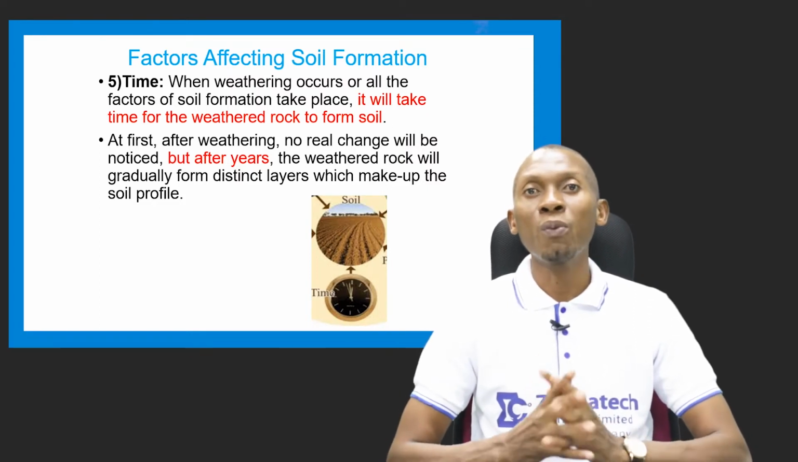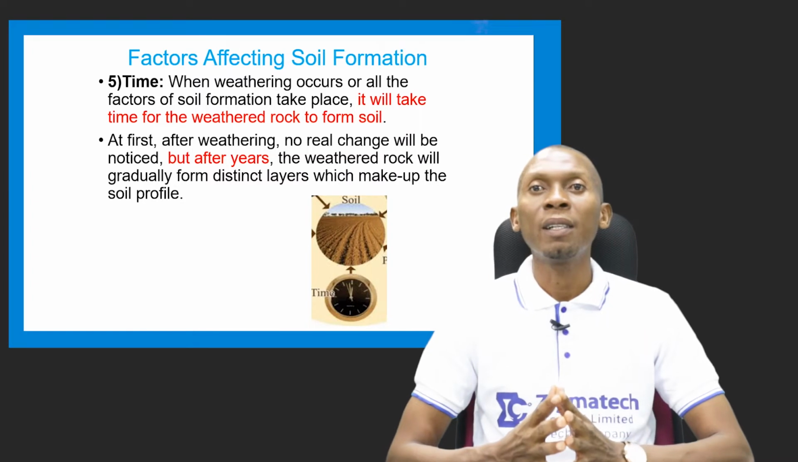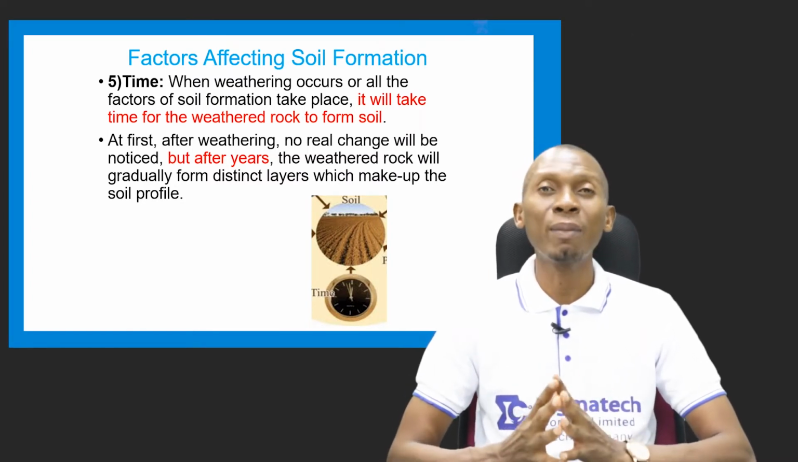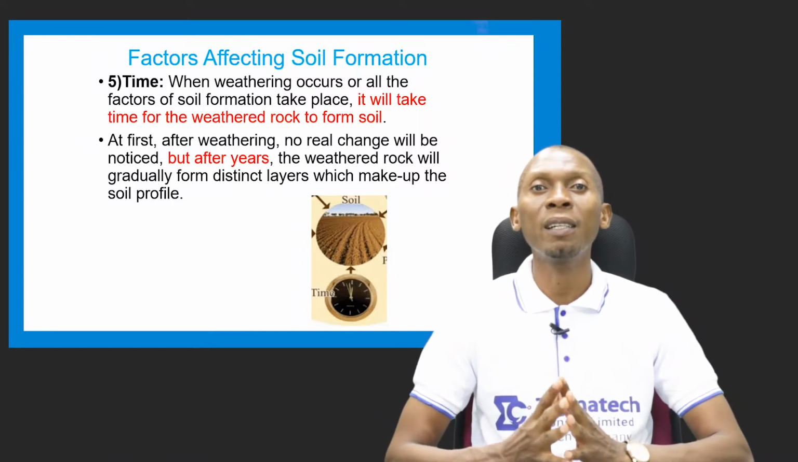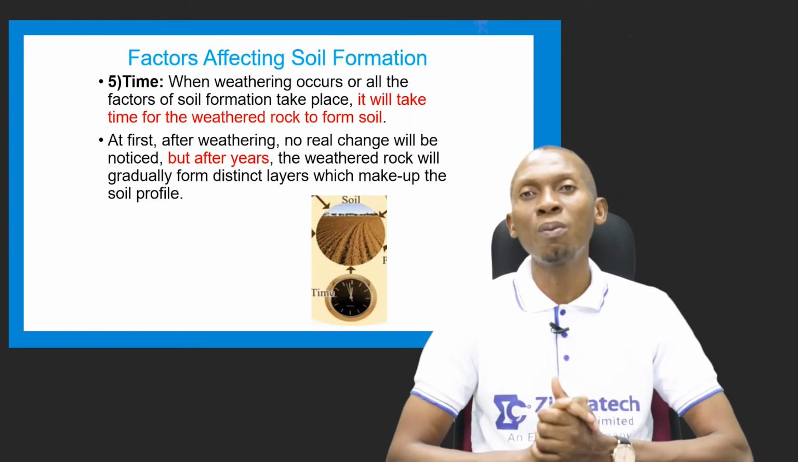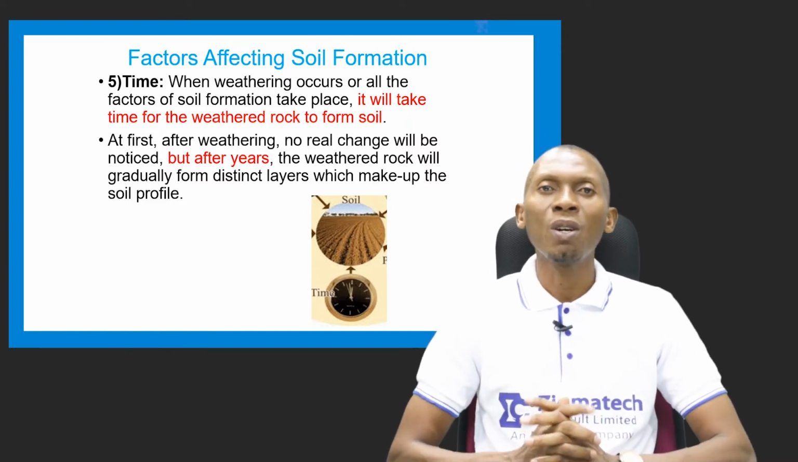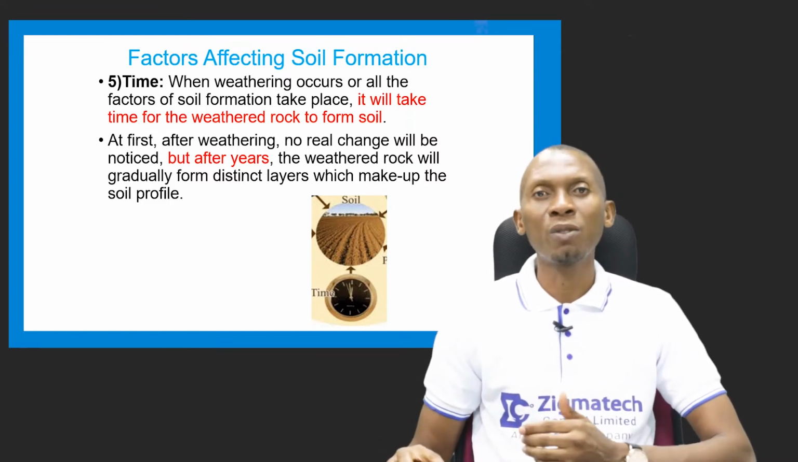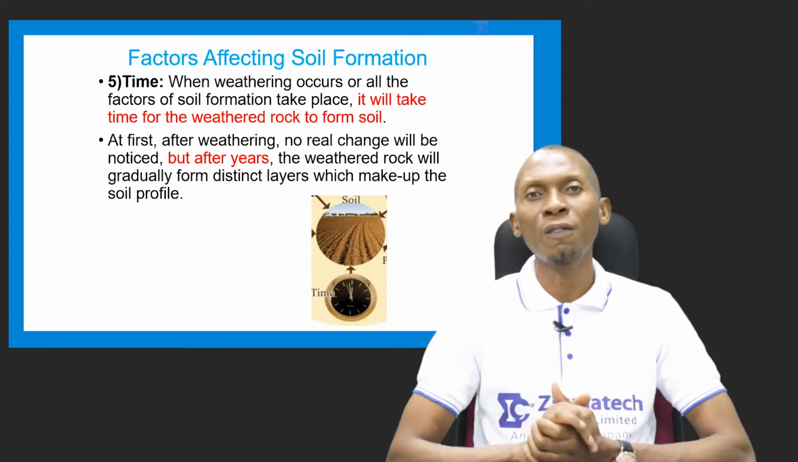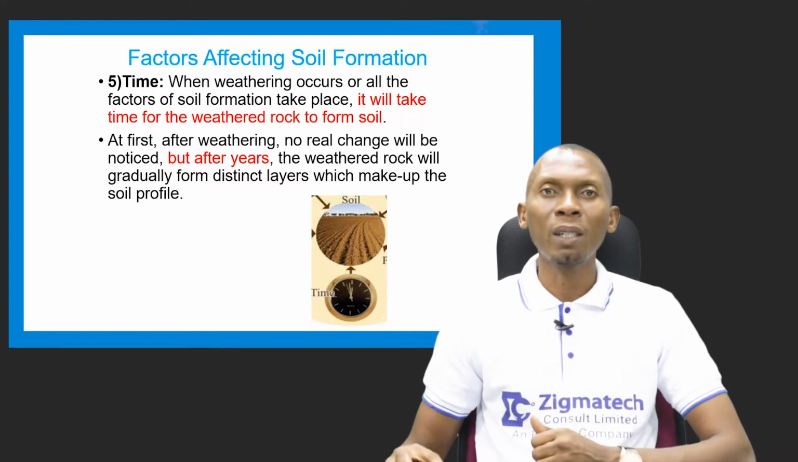So when weathering takes place, you'll find out that there's really no change that is noticeable. But after a long time, after so many years, you will find out that these rocks will gradually form distinct layers which make up what is called the soil profile. As we go further, you get to understand what the soil profile is, which shows distinct layers of soil. But as we move forward, I'll talk about that.